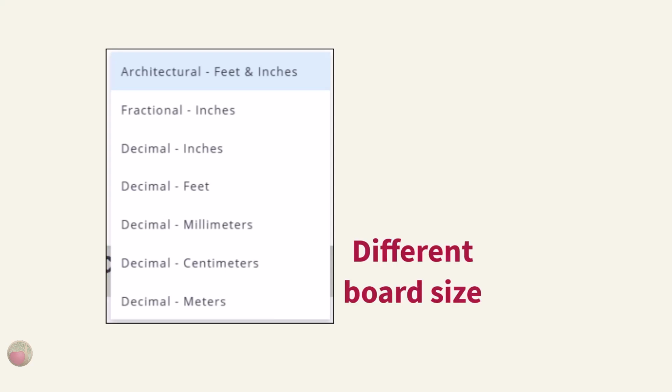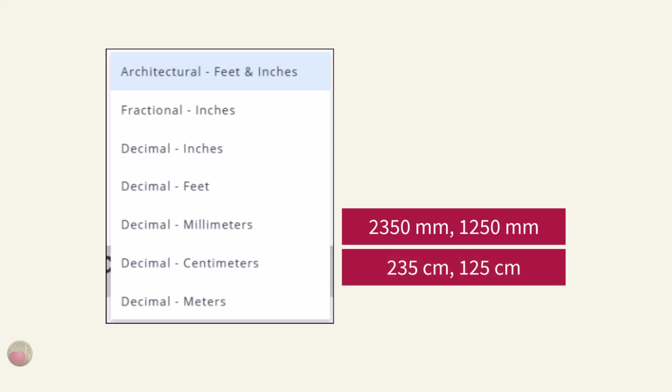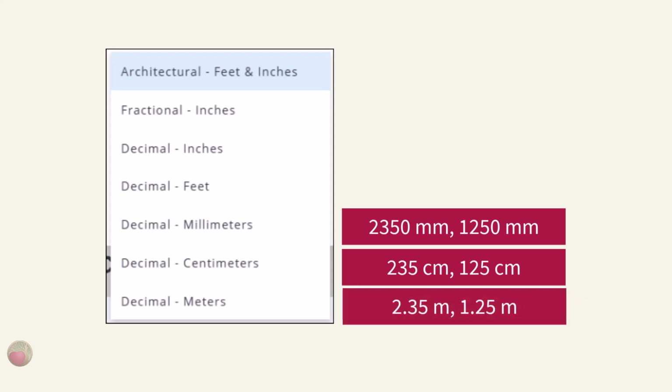So here's another example of equivalencies for that. For millimeters, it'd be 2,350 by 1,250. Then for centimeters, that same size would be 235 centimeters by 125 centimeters. And in meters, it would be 2.35 meters by 1.25 meters.